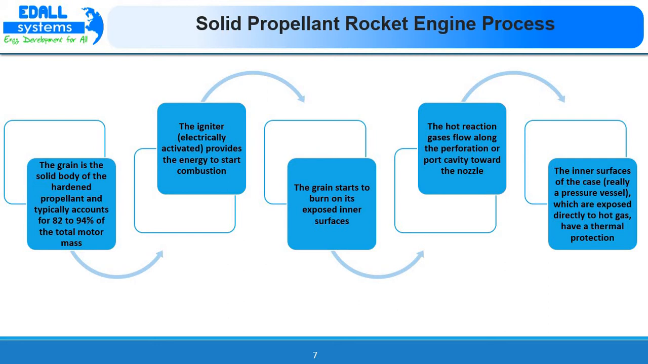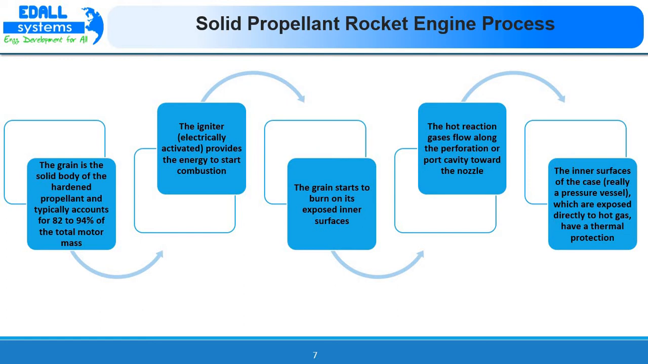Then the hot reaction gases flow along the perforation or port cavity toward the nozzle. So most of the propellants have a cavity in the propellant grain, where at the start of the grain the igniter is placed, and once it starts burning, the hot reaction gases flow along the direction of the perforation and then move towards the nozzle. The inner surfaces of the case, which is really a pressure vessel, which are exposed directly to the hot gases, have thermal protection. We can say it has an insulation layer to keep the case from becoming too hot, in which case it would no longer carry its pressure and other loads.